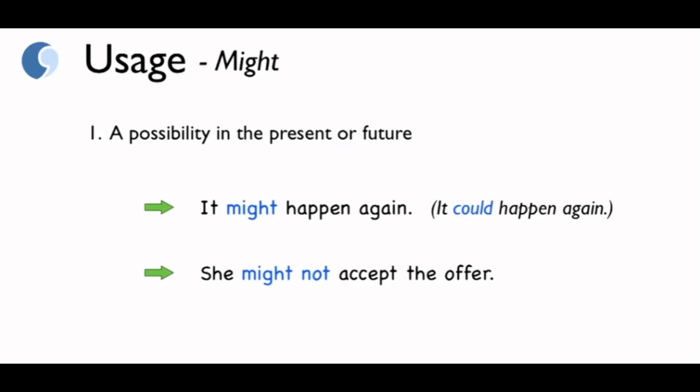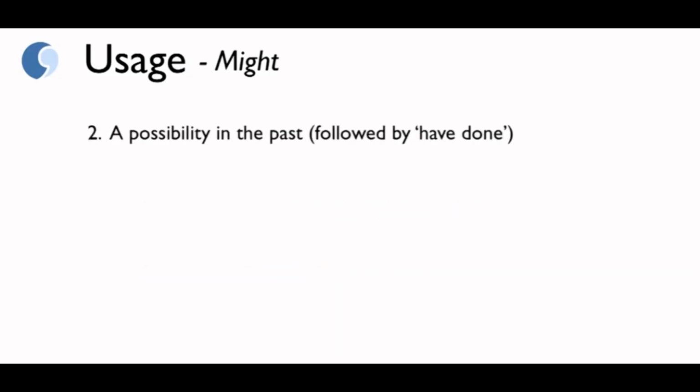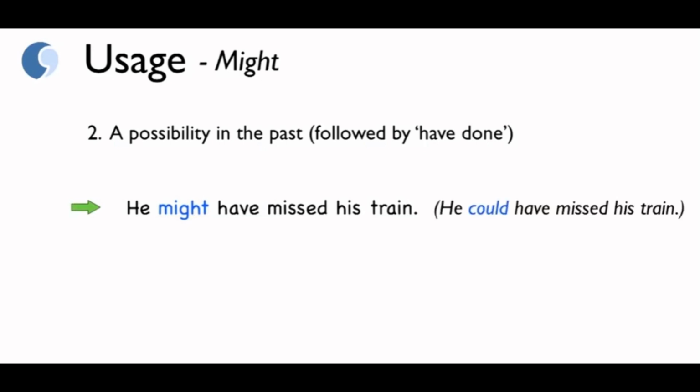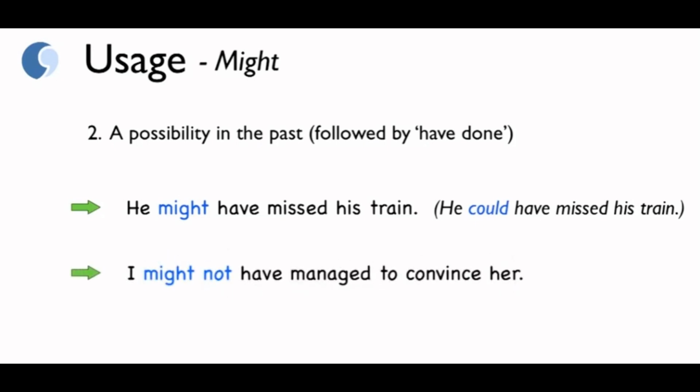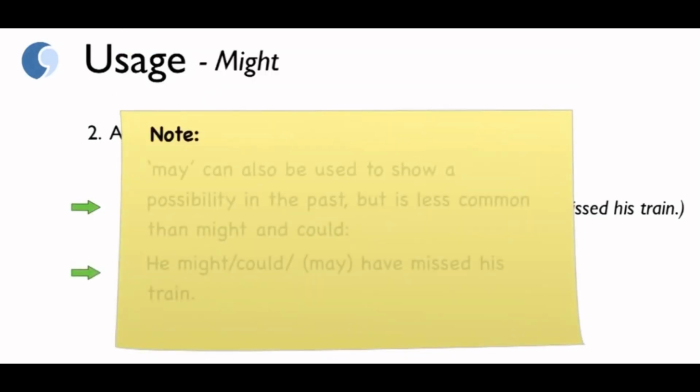And finally, the second usage of might is the possibility in the past, and in this case it is followed by have, like have done. And for better understanding, I have another lesson on this also. He might have missed the train. Once again, we can also use could, but not in negative. So we could say he could have missed the train. And in negative we can't use could, so we say he might not have missed the train.